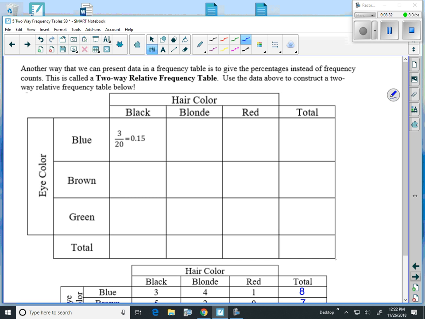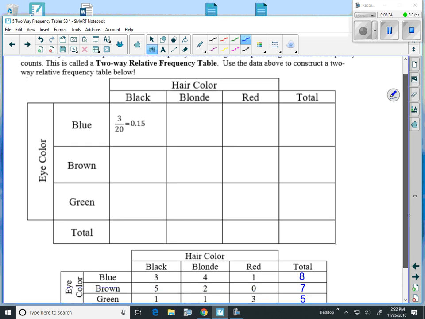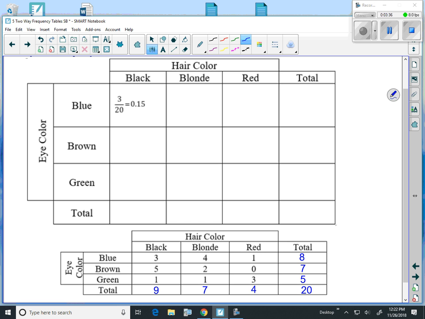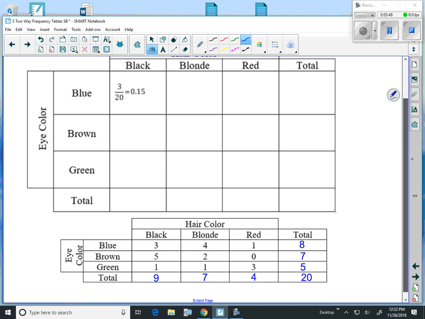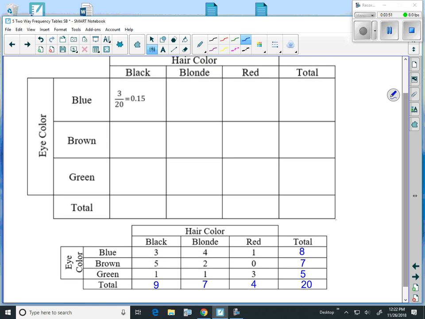Now here's what I want to look at. I'm going to have to scroll down here. I filled in my table so I have it, and you can still see yours. This is our regular frequency table, and this is our relative frequency table right here. Relative is simply percents.